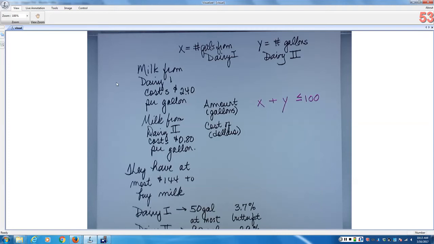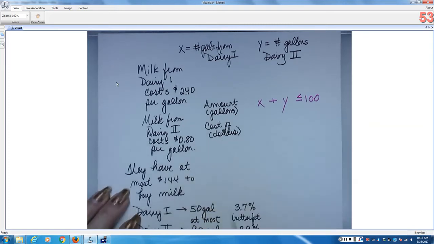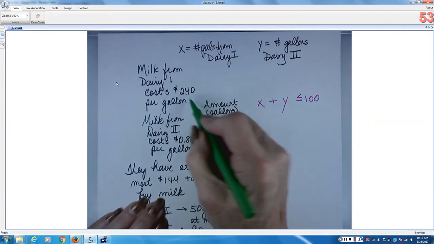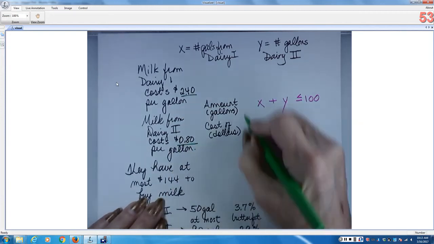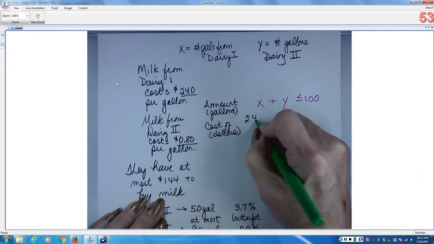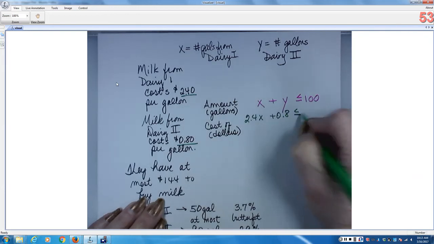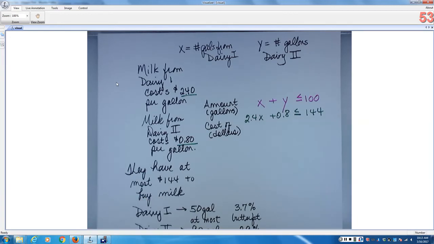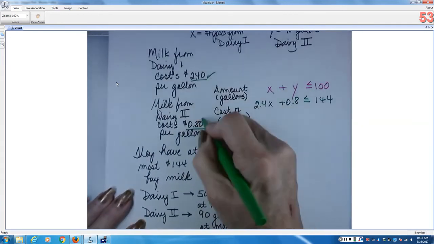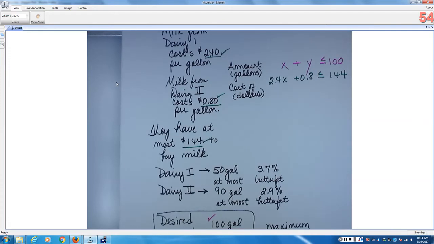Part 2 is about how much money they've got to spend. Their cost. So it'd be 2.4X plus 0.8Y is less than or equal to 100. So that takes care of the cost and the total amount they have to buy. So now we've used up that part of the information.